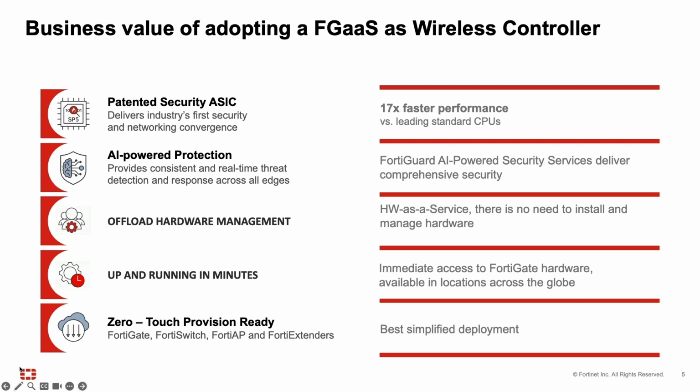Fortinet's solution integrates a patented security ASIC for high-performance security processing, delivering 17x faster speeds than standard CPUs. Its AI-powered protection ensures real-time threat detection and response across all network edges. Offloaded hardware management with hardware as a service eliminates the need for hardware installation and management. With zero-touch provisioning for FortiGate, FortiSwitch, FortiAP, and FortiExtenders, deployment is simplified and quick, enabling organizations to be up and running in minutes with immediate global access to hardware.